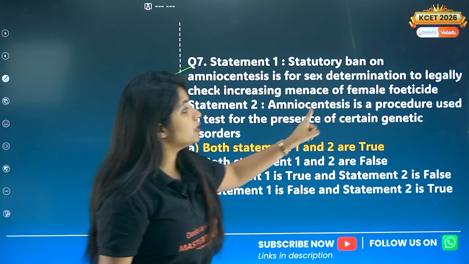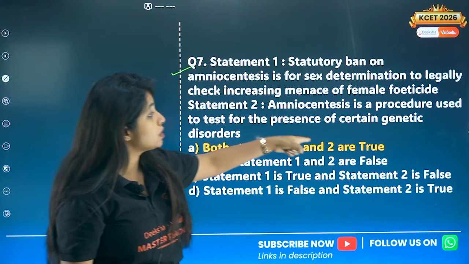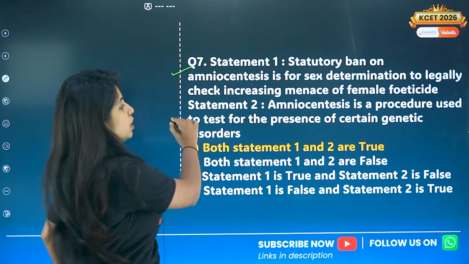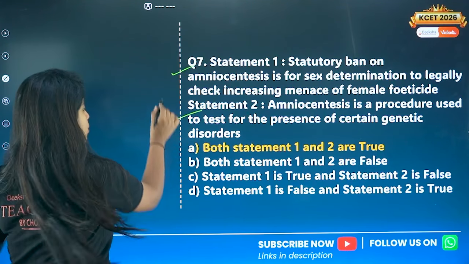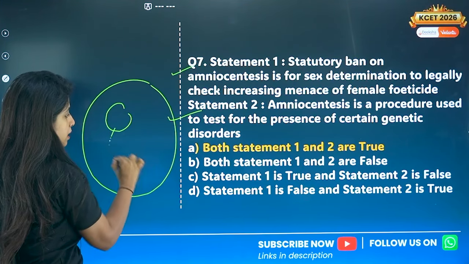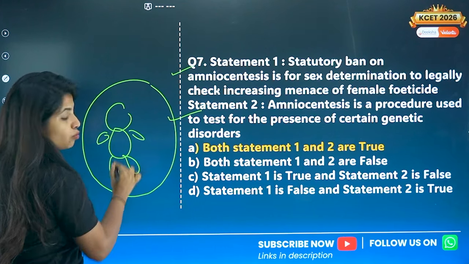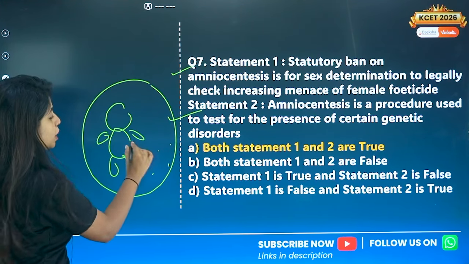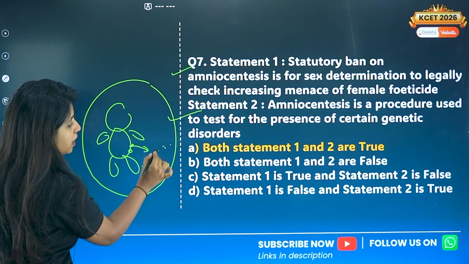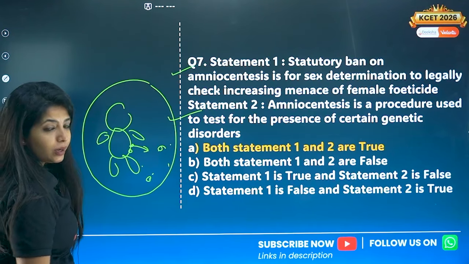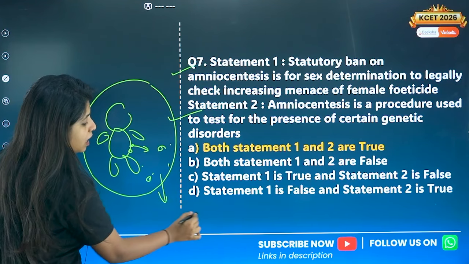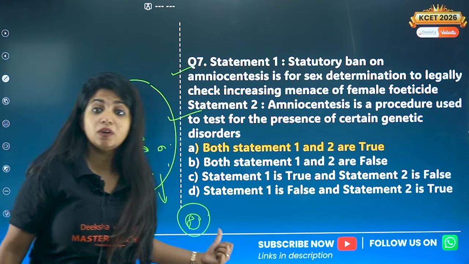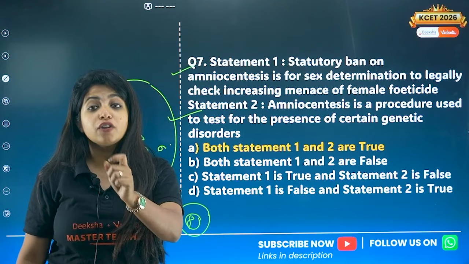Statement 2. Amniocentesis is a procedure used to test the presence of certain genetic disorders. Is it? Yes, actually it was known for that. Because in amniocentesis, my dear children, what happens? Suppose the baby is here. It is inside a sac known as the amniotic sac, and there is a fluid known as amniotic fluid. The baby's cells shed off, and you can find the cells in the fluid. Suppose someone takes the fluid out, they find the cell, they find the nucleus. Inside the nucleus you have the genetic material, and with that you can find the genetic disorders.